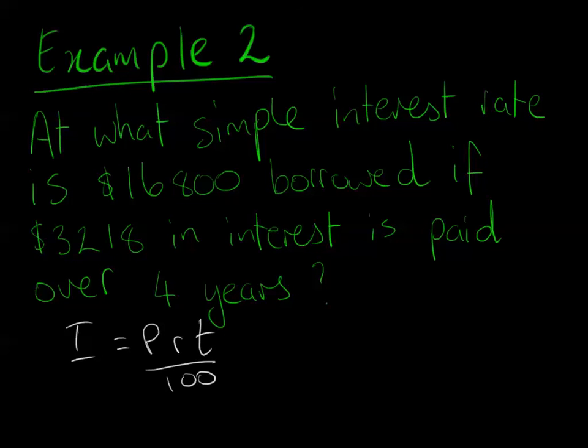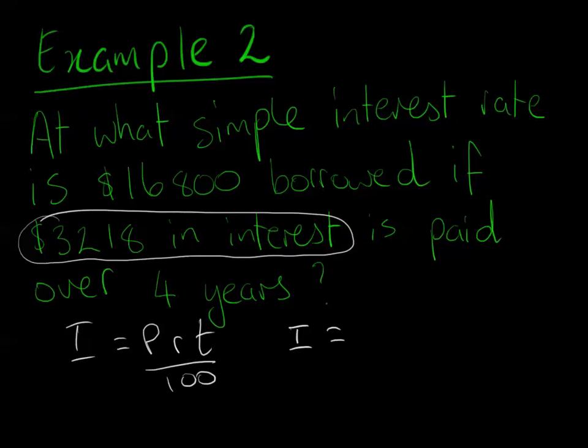Let's identify our variables. Let's say we have I, which is our interest amount. Are we given that in our question? So at what simple interest rate is $16,800 borrowed if $3,218 in interest? So we've got $3,218 in interest. So let's write that down. $3,218 in interest is paid over 4 years.